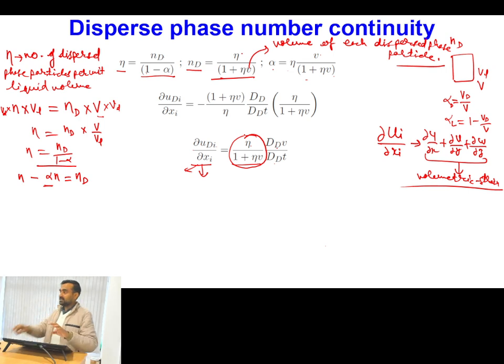It means that in your control volume, if 1000 particles are present, then the time rate of change of each and every individual particle volume will be able to directly correlate the volumetric strain of the entire dispersed phase. But the only thing is, here the assumption is that we are assuming the particles are of the same volume.